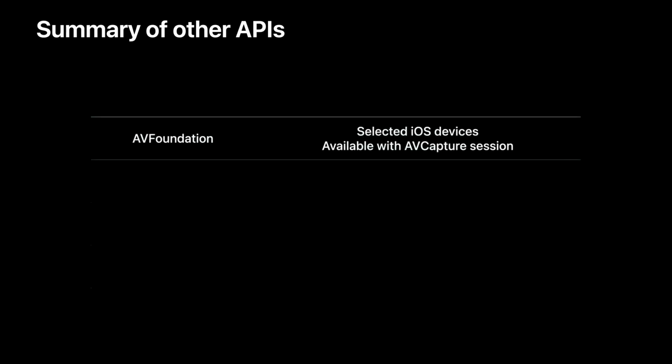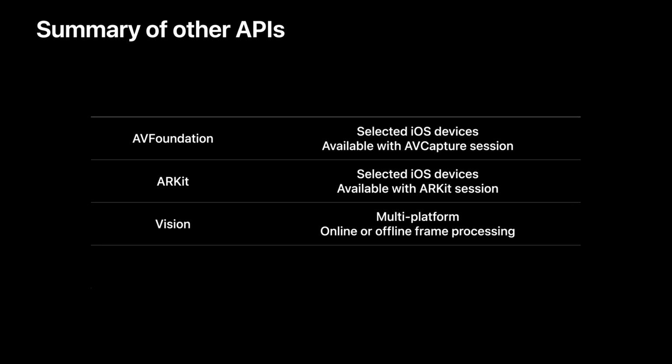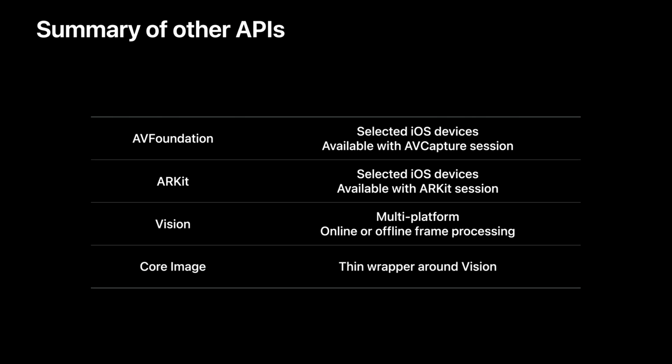We have just reviewed multiple versions of person segmentation APIs in Apple SDKs. Let's summarize to see where each one could be used. AV Foundation is available on some iOS devices with an AV capture session. If you have a capture session running, this will be your choice. If you're developing an ARKit app, you should already have an AR session where you can get your segmentation mask from. In this case, the ARKit API is the recommended one to use. Vision API is available on multiple platforms for online and offline single-frame processing. And finally, Core Image offers a thin wrapper around Vision API, which is a convenient option if you want to stay within the Core Image domain.